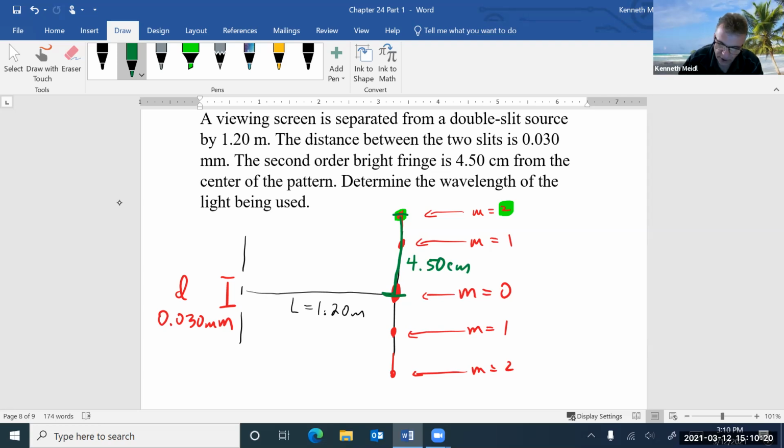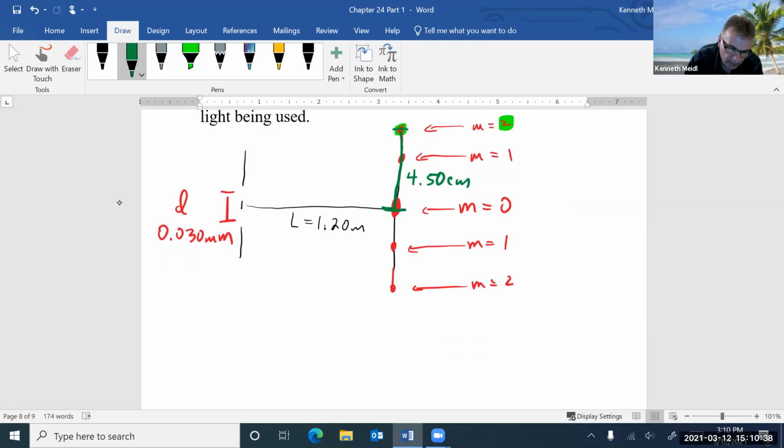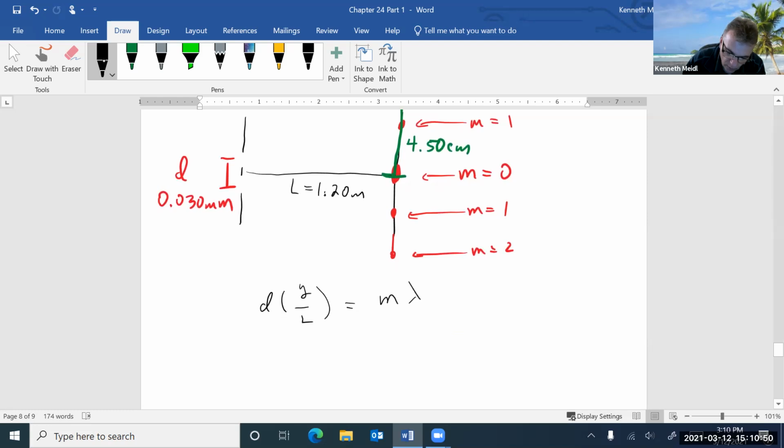Since these are bright fringes, that means this is constructive interference, right? So this is a place where the waves have traveled different distances, but they're in sync. And so the one that has traveled further has traveled a whole number of waves, 2 whole waves more.